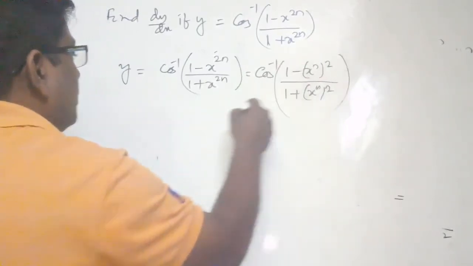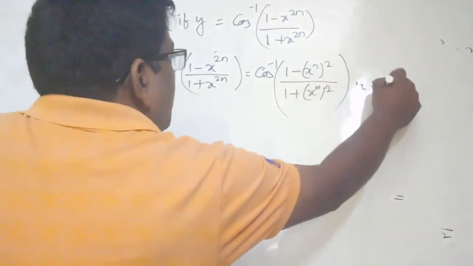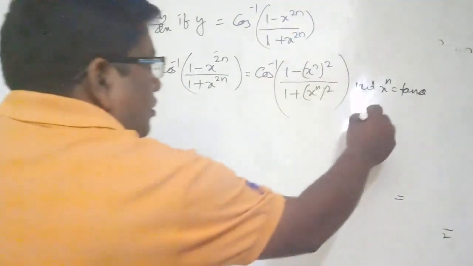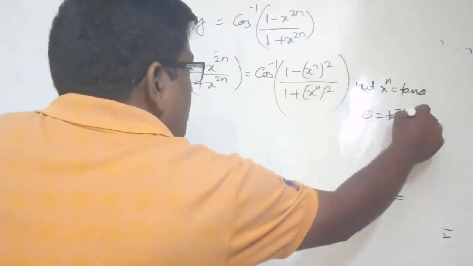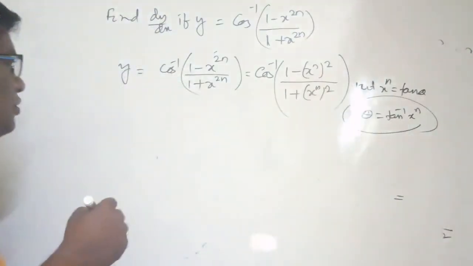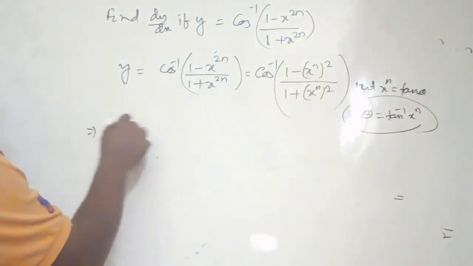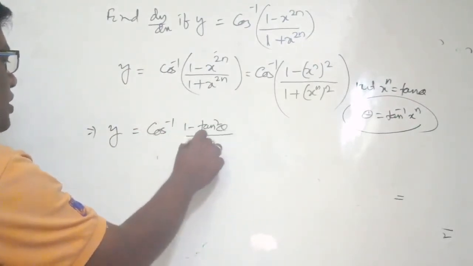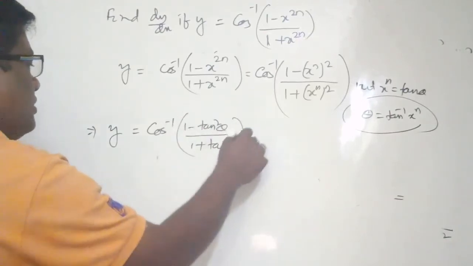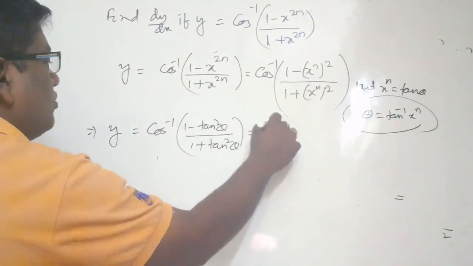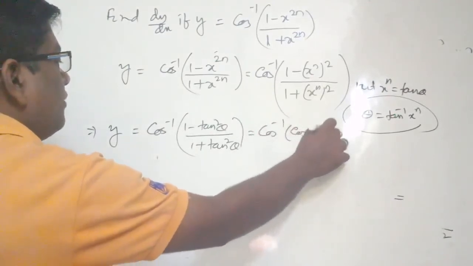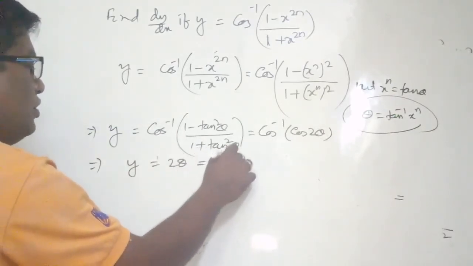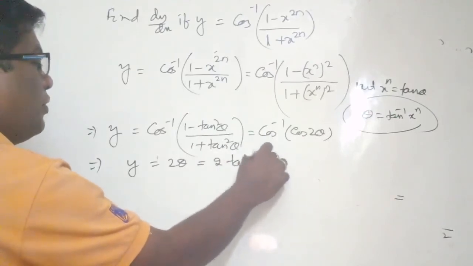So put x to the power n equal to tan theta, or theta is equal to tan inverse x to the power n. So y is equal to cos inverse of (1 minus tan square theta) by (1 plus tan square theta). So y is equal to cos inverse cos 2 theta, so y is equal to 2 theta. Theta means 2 into tan inverse x to the power n.